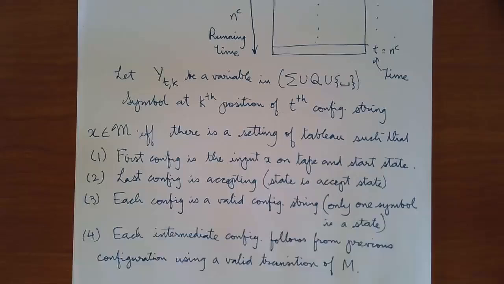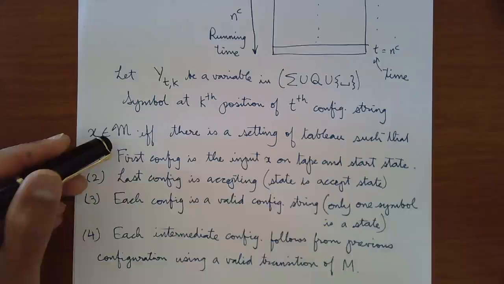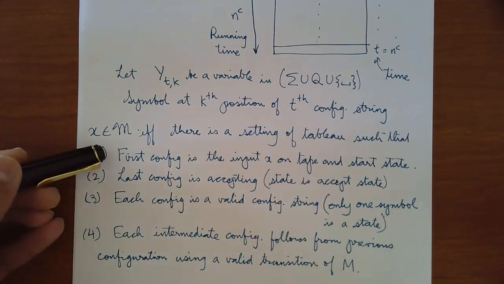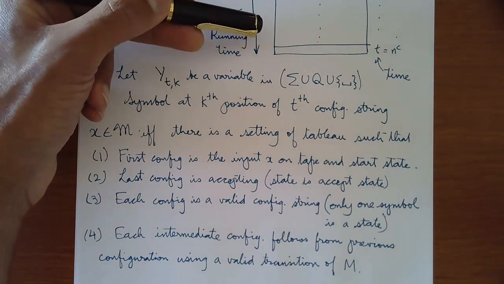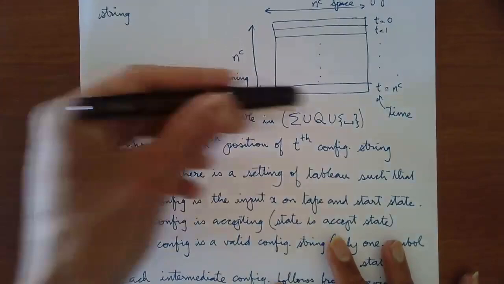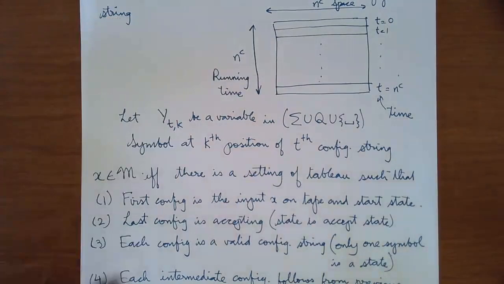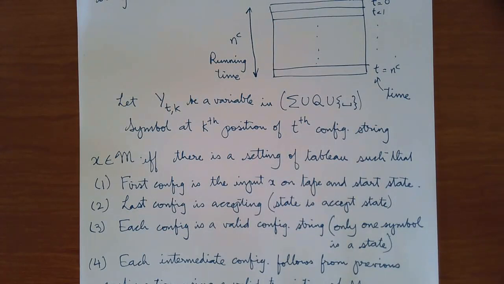Okay? Does this make sense? It's almost like syntactic. I'm saying that for x to be in the language, you need to have a computational path that accepts. And this encodes the computational path. It starts at the right input. It ends at the accepting state. Each configuration is a valid configuration, everything in the middle. So condition one is about the first row. Condition two is about the last row. Condition three is about each individual row. And condition four is about the transition from one row to the next row. So these are just some set of local conditions that you have to check.